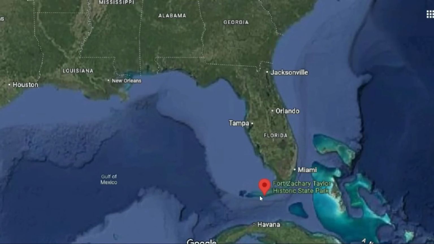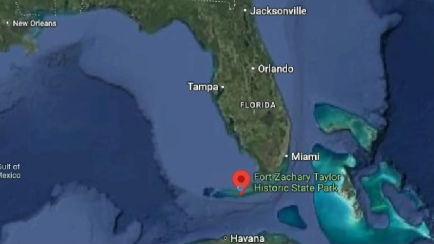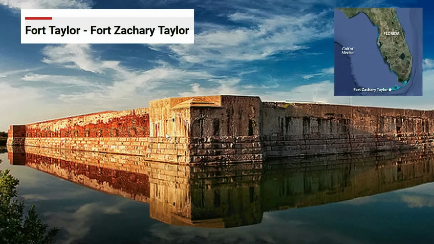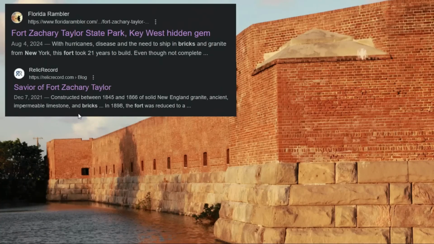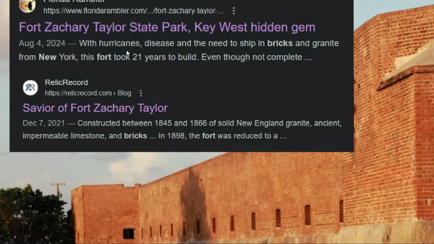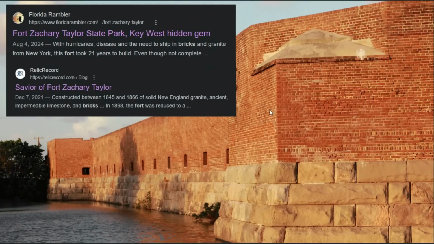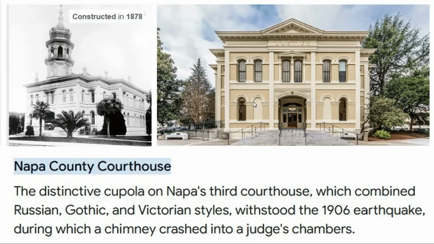And even if you go approximately 70 miles to the east of Fort Jefferson, if you go to Key West, there's another fort, Fort Zachary Taylor on Key West. And you can observe these two phases again with this particular fort. Today at Fort Taylor, one can see that there are at least two different types of bricks used in the construction of the fort. And we're told that there were shipments of bricks and granite from New York. And they even mention ancient impermeable limestone was used. I'm just wondering if the same pattern applies here as well. So this is something I'm going to keep looking into, but I wanted to pass it along to you guys.